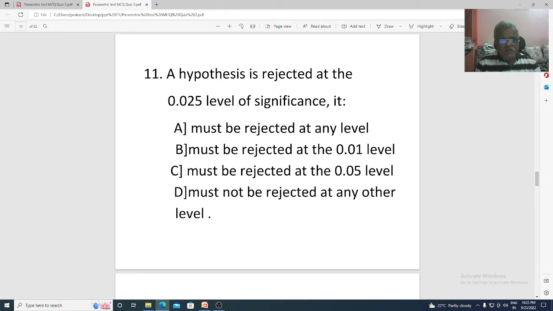Question 11. A hypothesis is rejected at 0.025 level of significance. It, option A, must be rejected at any level. Option B, must be rejected at the 0.01 level. C, must be rejected at the 0.05 level. D, must not be rejected at any other level. The correct option is C, must be rejected at the 0.05 level.